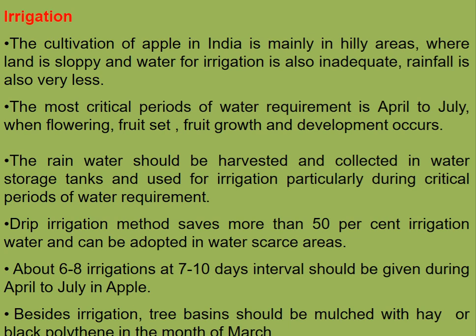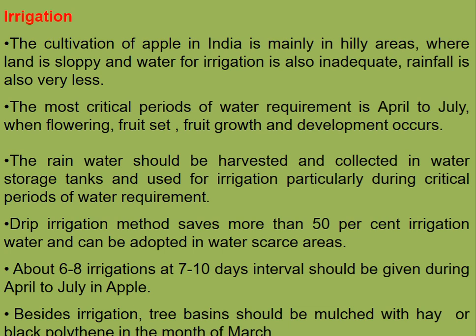Irrigation in apple. The cultivation of apple in India is mainly in the hilly areas where the land is sloppy and water for irrigation is also inadequate. Rainfall is also very less. The most critical period of water requirement is April to July when flowering, fruit set, fruit growth and development occur.